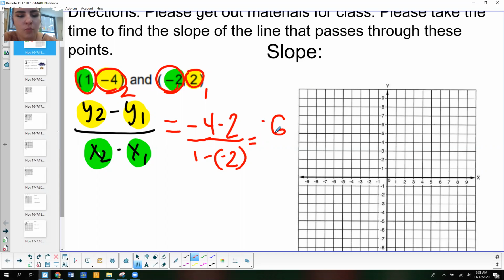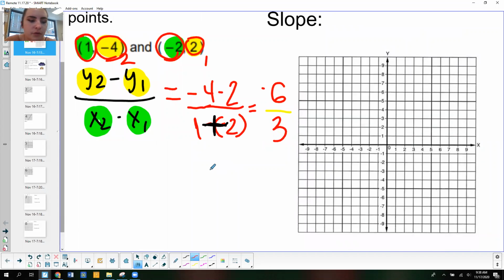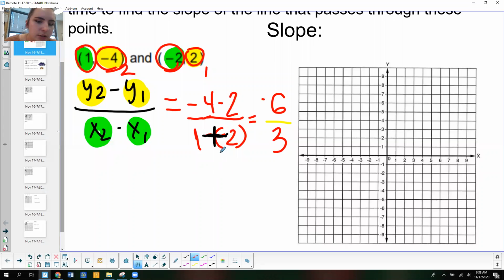On the bottom, we've got 1 minus a -2. Remember, when we've got minus a negative, it's the same thing as adding. Or you can always type it into your calculator to check. 1 minus a -2 is the same thing as 1 plus 2. So we're going to have -6 divided by 1 plus 2, which is 3. So those of you who said -6 divided by 3 equals -2, you are awesome. Those of you who didn't get that, that's totally okay too.